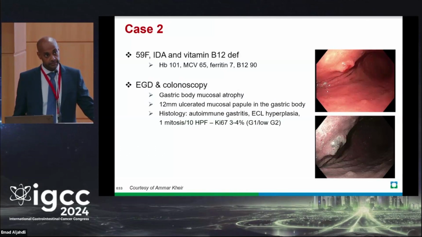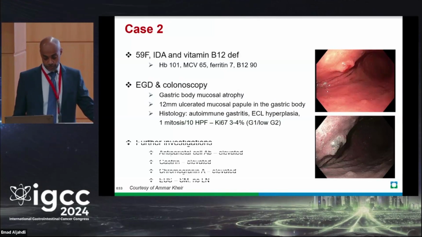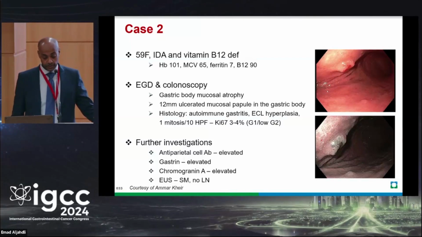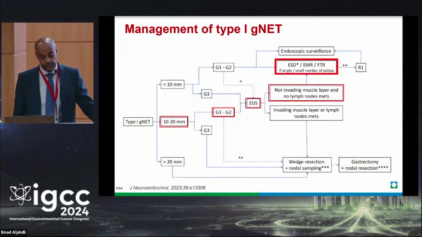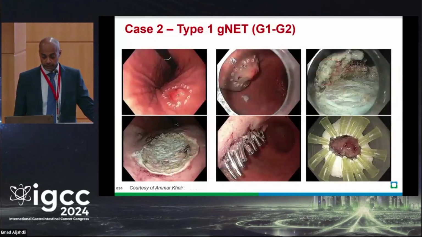So here we're going slightly above the cutoff of G1. So we consider this to still be a low-risk G1 to low G2. So the patient underwent further investigation with confirmatory tests with elevated chromogranin, gastrin, and anti-parietal cell antibody, which is expected. But EUS confirmed that this is a submucosal lesion with no lymph node involvement. So the patient underwent endoscopic resection, and on the diagram this would be the case. So it's a 12 millimeter lesion, G1 to G2, EUS confirmed no invasion to the muscle and no lymphadenopathy, so we went for endoscopic resection. And this is the lesion also removed by ESD.